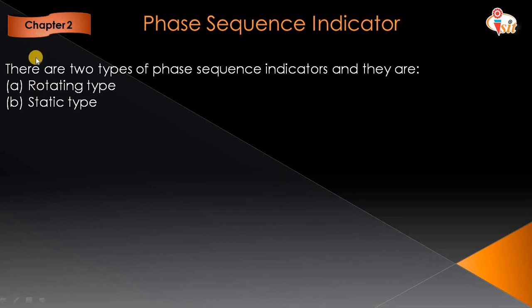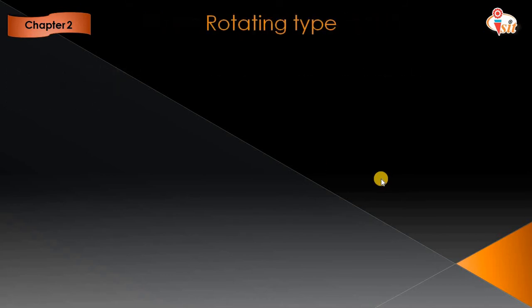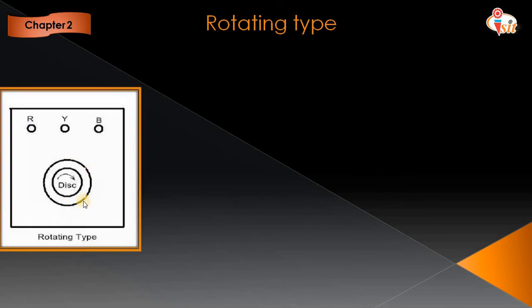Okay, then how many methods are there to measure phase sequence? Or how many meters are there? Rotating type and static type. These are the two meters which are used for phase sequence indicator. Now see here, one of them is the rotating type. This has a rotating disc. That's why it is called a rotating type.